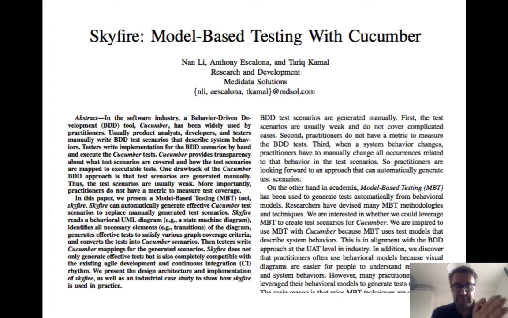The tool Skyfire then takes this behavioral UML diagram and identifies the necessary elements, the transitions on that diagram. Then it generates effective tests to satisfy various graph coverage criteria and converts those tests into cucumber scenarios, right? So it takes UML, analyzes that, has the normal graph-related coverage criteria, and then generates BDD cucumber statements to cover this UML model.